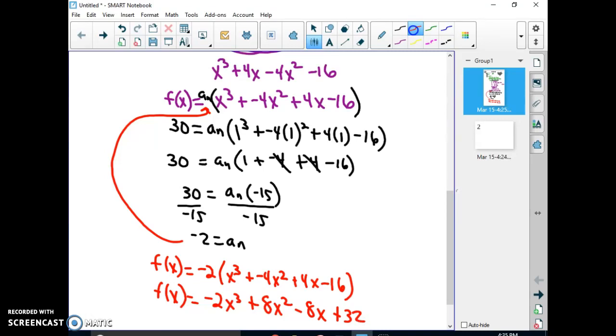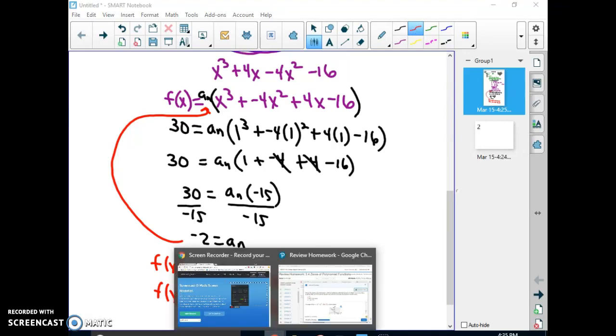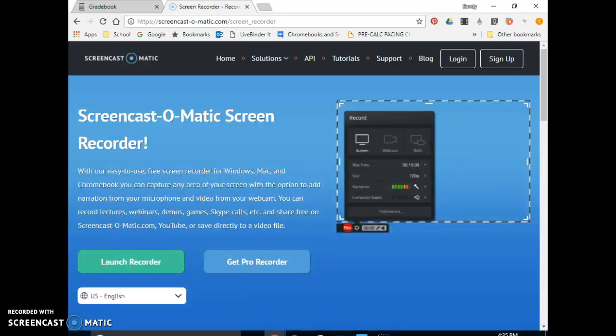That is what I'm going to graph, and I'm going to put that into Desmos. So in just a second here, let me write this down so I remember it: negative 2x cubed plus 8x squared minus 8x plus 32. And I'm going to go ahead and open up Desmos. So Desmos, if you're not familiar with it, is an online graphing calculator. You can type this into your own graphing calculator.